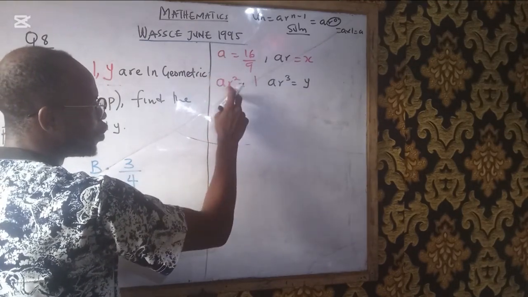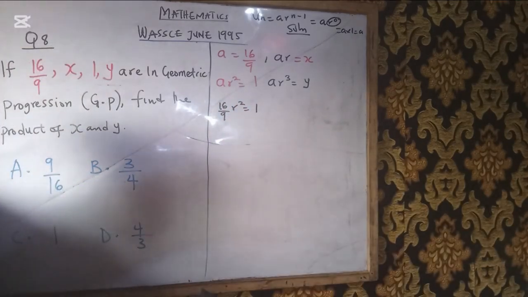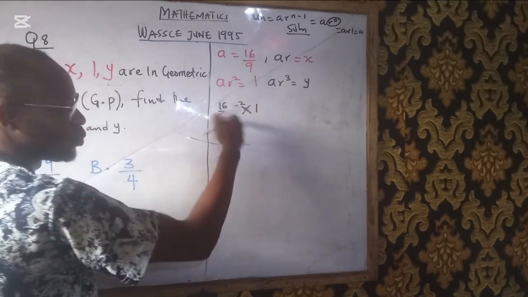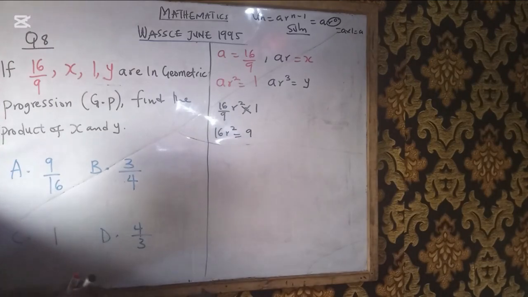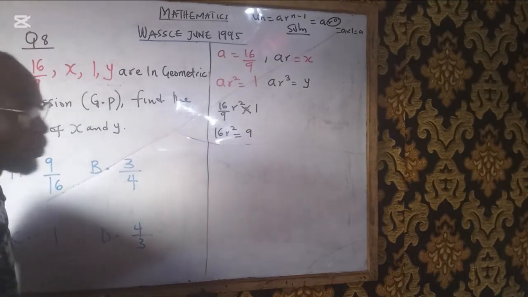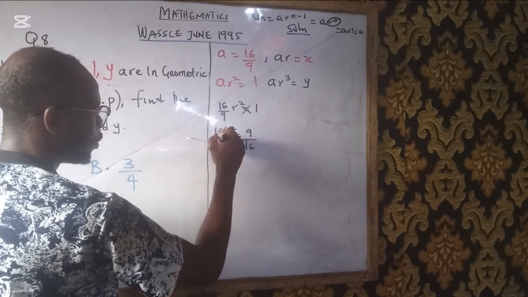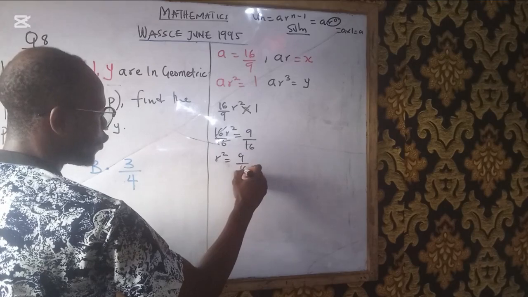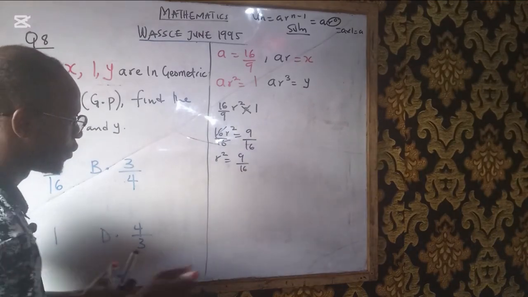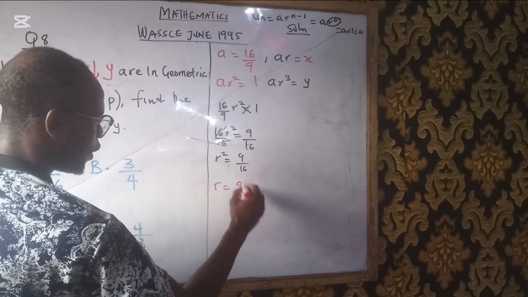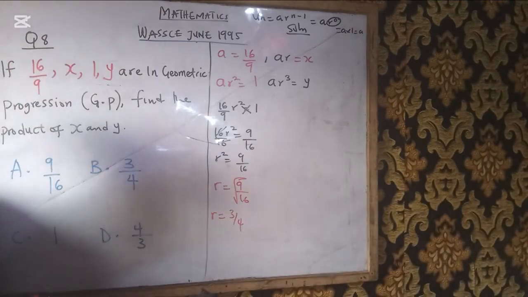If I replace the value of A into this one, I will have 16 over 9 R squared equals 1. Are you following? Cross multiply. I'm trying to manage the space, okay? So this is going to give me 16 R squared equals 9. All right? So what am I supposed to do now? I'll divide both sides by 16. This cancels out this. My R squared is equal to 9 over 16. So for me to get the value of R, I need to take the square root of both sides. So R equals the square root of 9 over 16, and that will give us R equals 3 over 4. So we have gotten R equals 3 over 4.